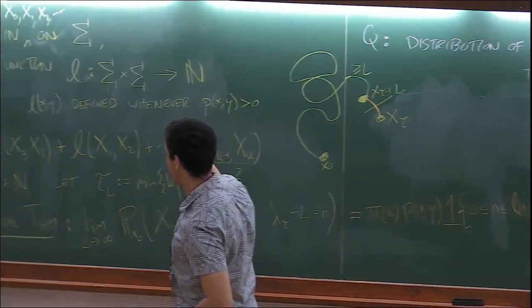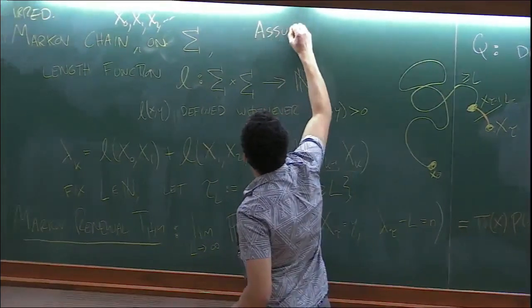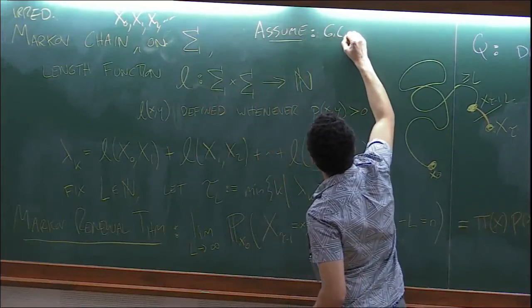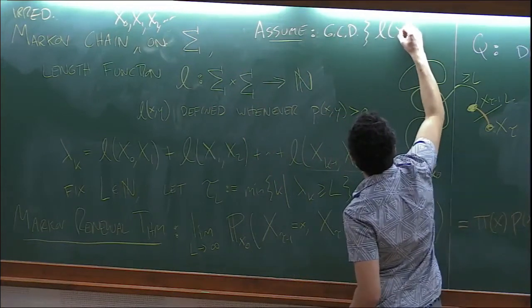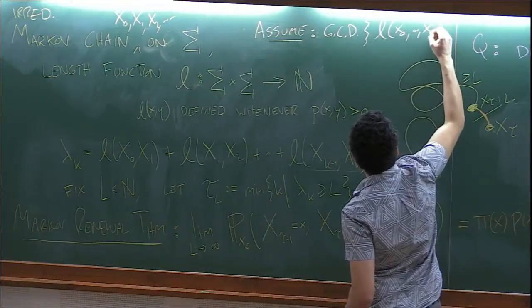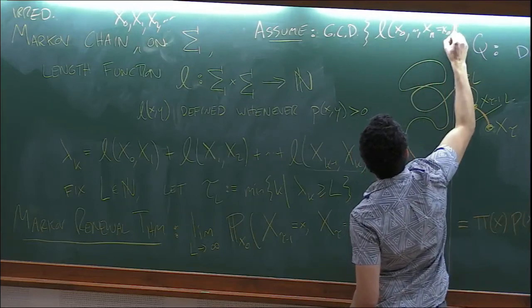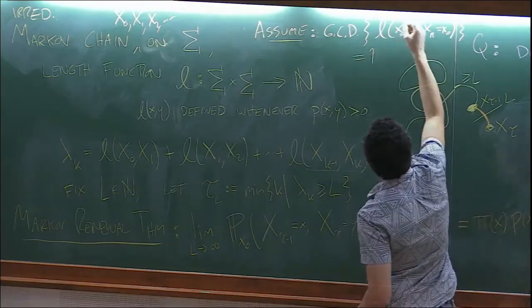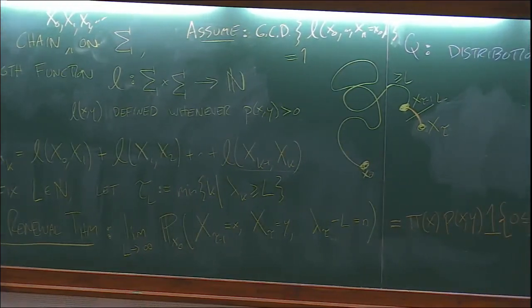So let me write that down. So here's the main assumption you need on L, GCD of lengths of all cycles equals 1. And yeah, I guess that's it. So that's what the theorem says.